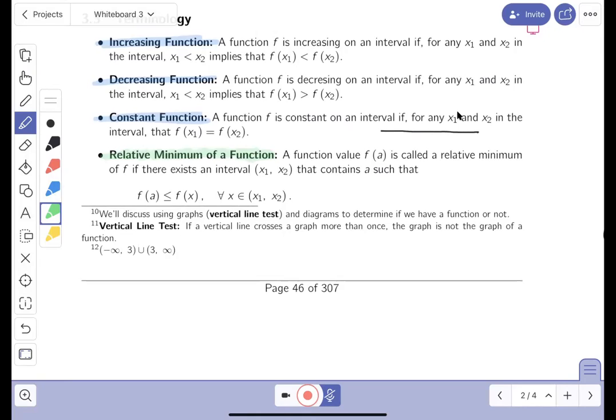It says a function value, f of a, is called a relative minimum of f if there exists an open interval. Let me point out what I mean by open interval. If there's an open interval that contains a such that f of a is less than all other points on that interval, we will go through examples to illustrate that point. It must be contained on an open interval.